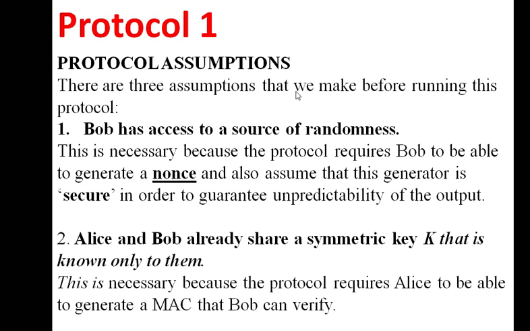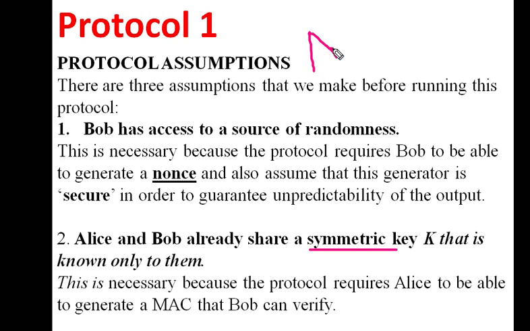So first, protocol 1. There are three assumptions that we make before running this protocol. That is, Bob has access to a source of randomness. This is necessary because the protocol requires Bob to be able to generate nonces, and we also assume that this generator is secure in order to guarantee unpredictability of the output. Alice and Bob already share a symmetric key that is known only to them.